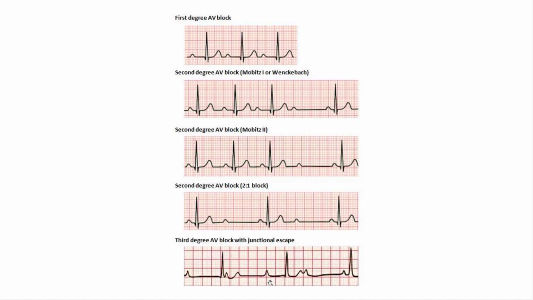Third degree heart block is when the AV node and the ventricle have nothing to do with each other, or the SA node, sorry. And so there's P waves firing at their own pacemaker rate, and then there's ventricular waves firing at a separate pacemaker rate. So the PP interval will be constant and the RR interval will be constant, but the P's and the QRS's are completely separated. There's no coordination between them.